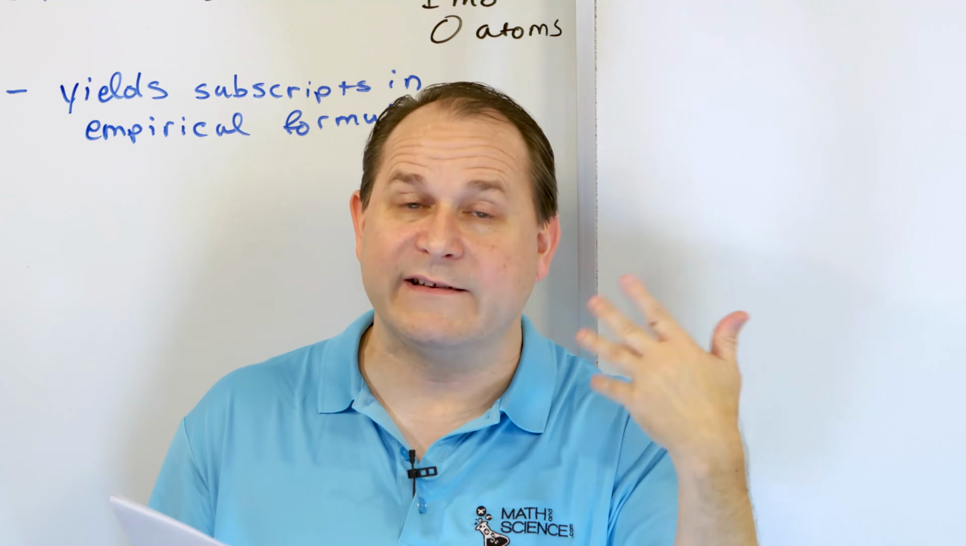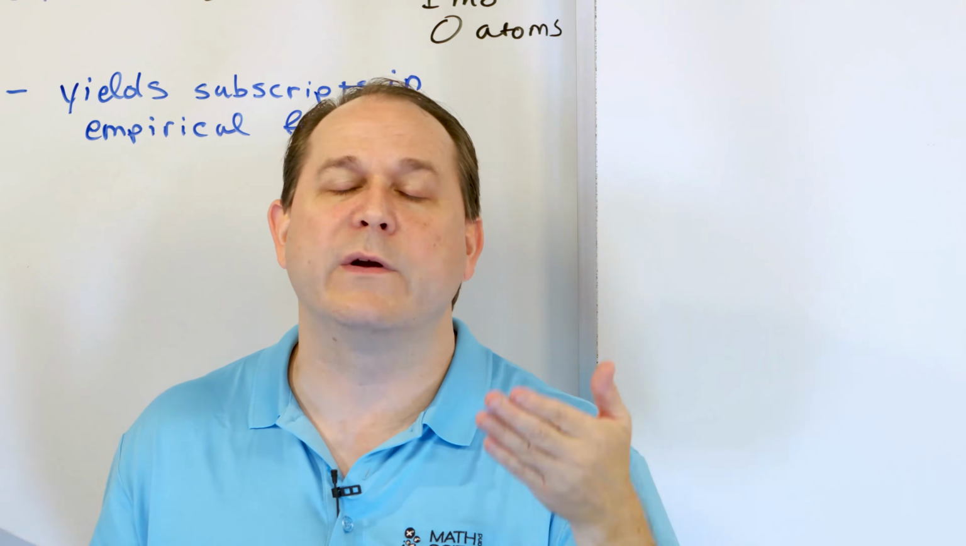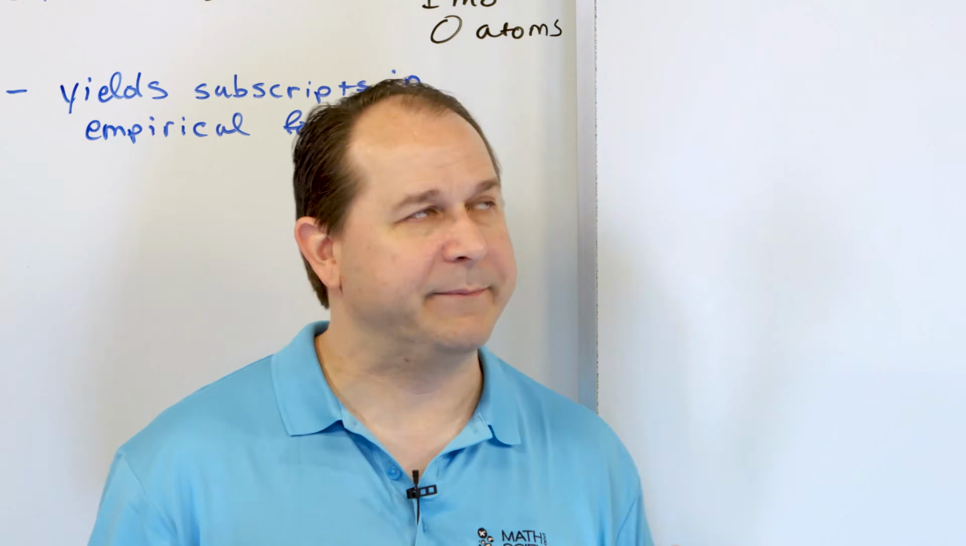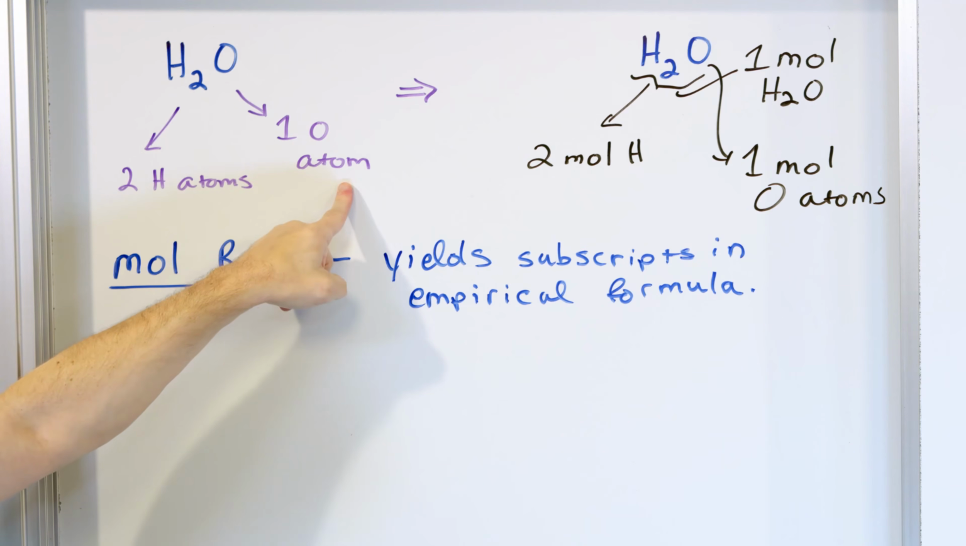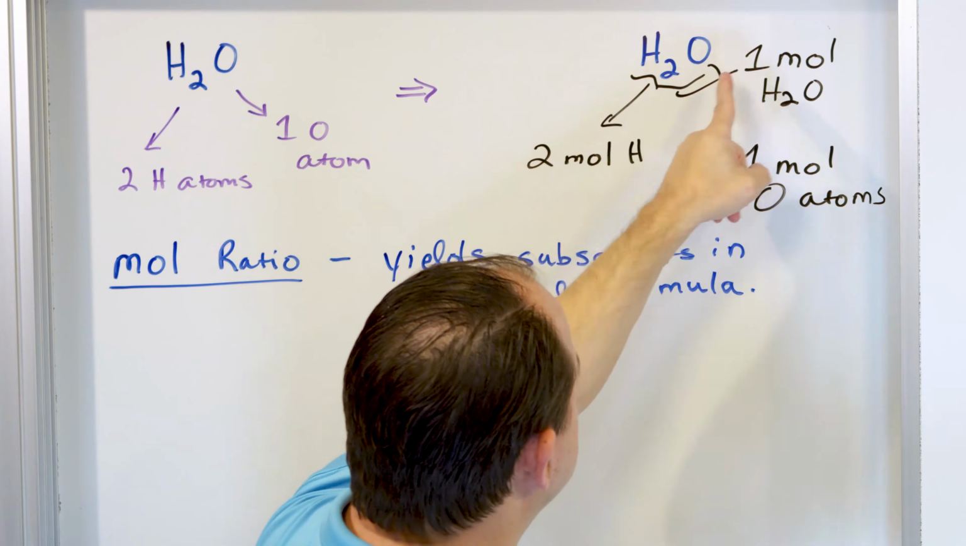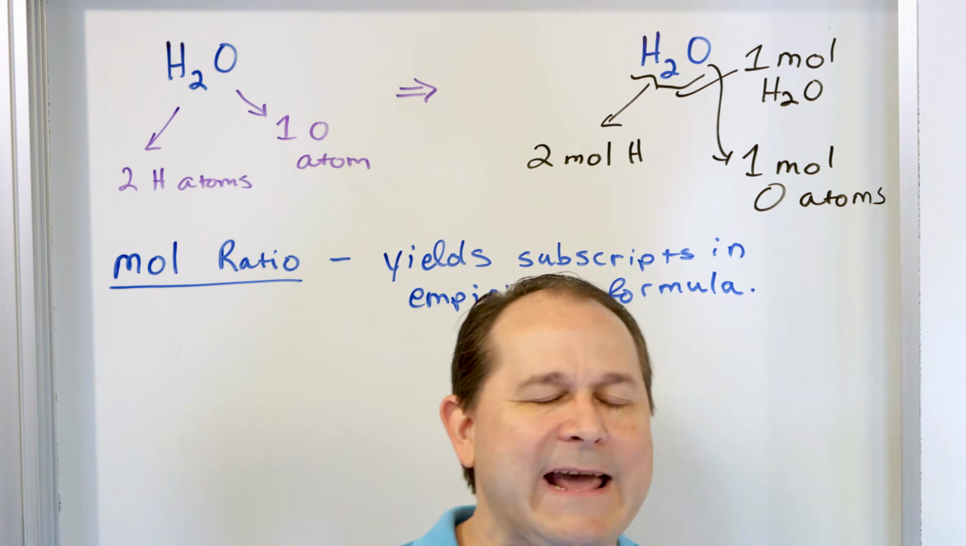Because what I'm trying to tie together here is the mole ratio, the ratio of the moles of the elements is what determines the subscripts. And if you zoom in and talk about a single molecule, it also means this. But when you talk about a mole of the molecule, it means this. All right? So that's what the game plan is going to be.